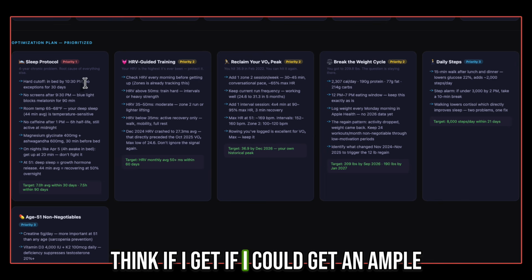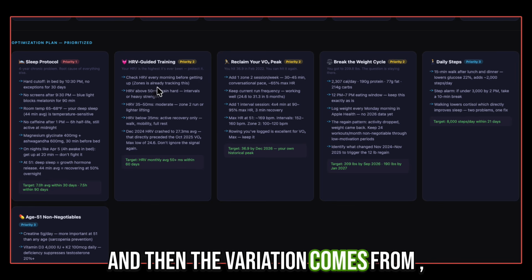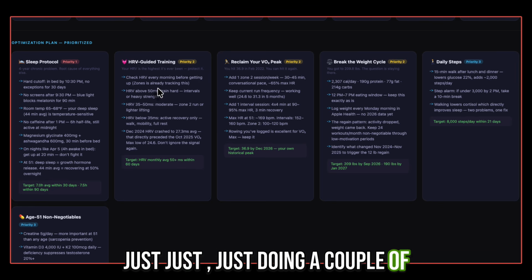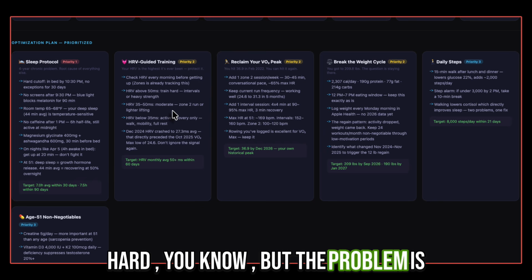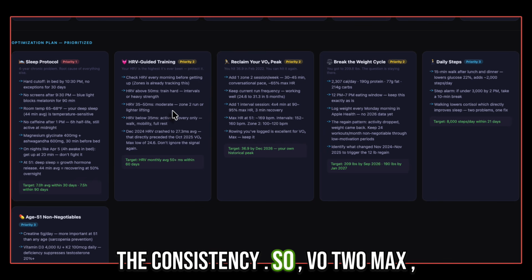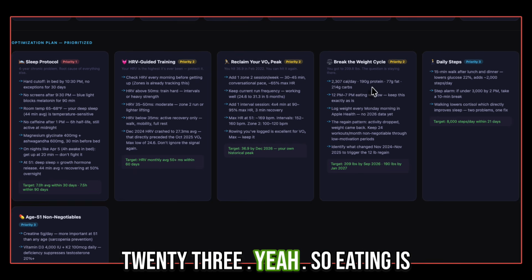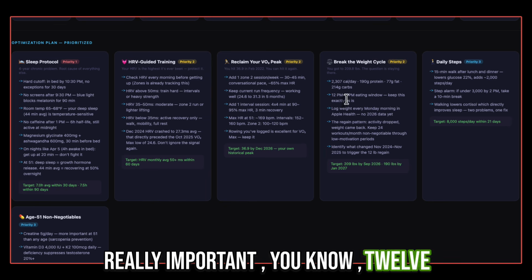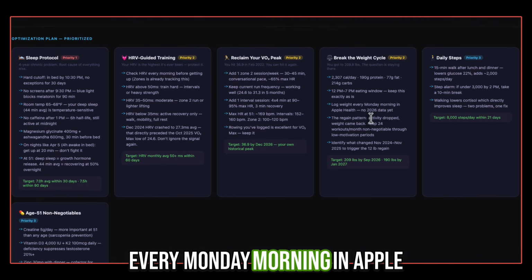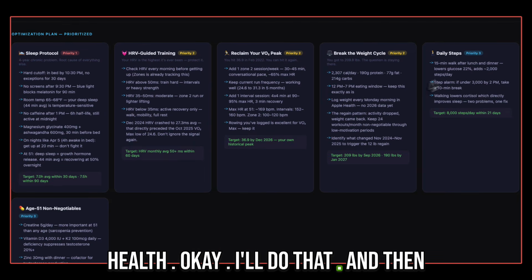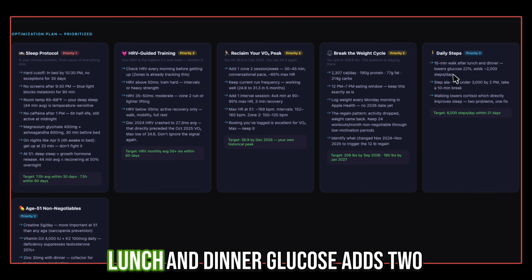I think if I could get in ample enough sleep, and then the variation comes from just doing a couple of things, the zone 2 training, because I try and train hard, but the problem is the consistency. So VO2 max, break the weight cycle, 23, yeah. So eating is really important, 12 to 7. I can reduce this even further. Log weight every Monday morning in Apple Health. Okay, I'll do that.